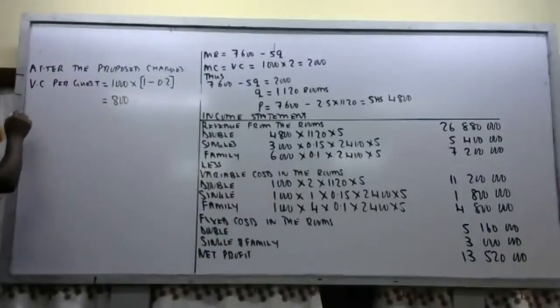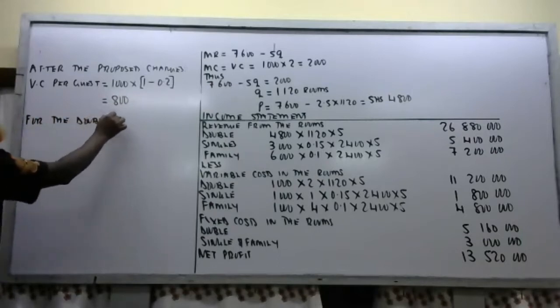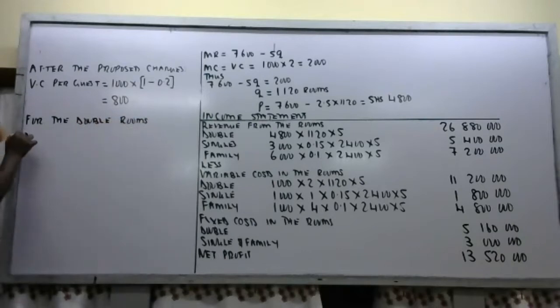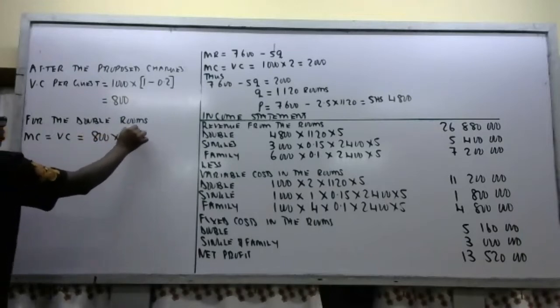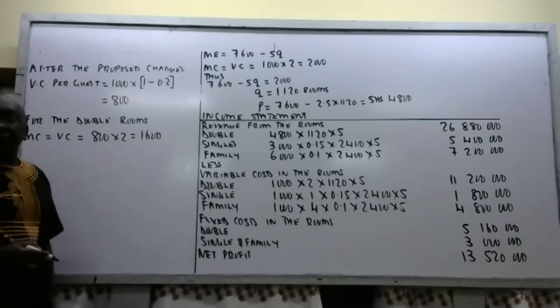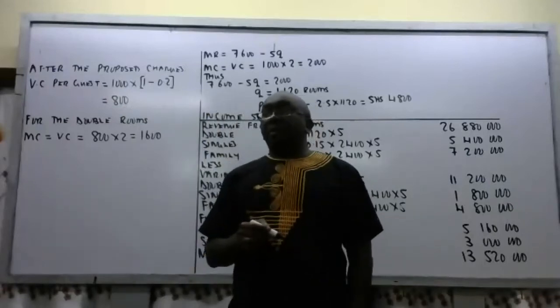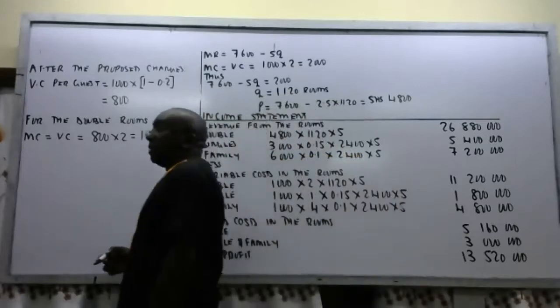So for the double rooms, marginal cost, which is also our variable cost, will now be 800 times 2. That is 1,600. For the double rooms, that would be the variable costs, which we are also saying is our marginal cost.